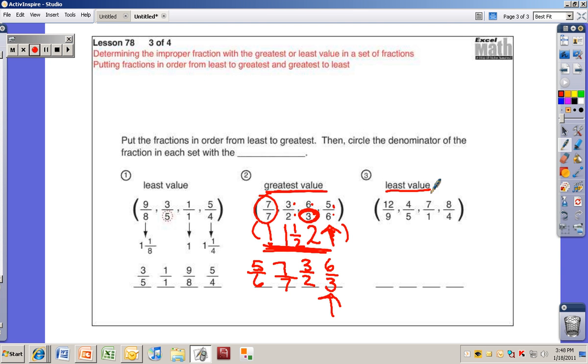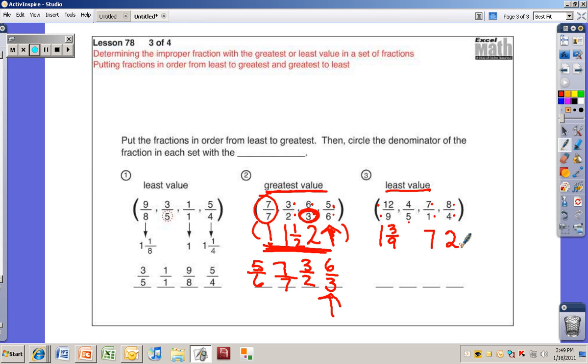Now in this next one we're looking for the least value, but first we need to convert all the improper fractions. 12/9, 9 goes into 12 one time, with a remainder of 3/9, or 1 1/3, but we can write it as 1 3/9. 4/5 is not an improper fraction, so you leave it just like it is. 7/1, that's equal to 7 divided by 1. There's 7 ones in 7. And then 8/4 is equal to 2, because 8 divided by 4 is 2.